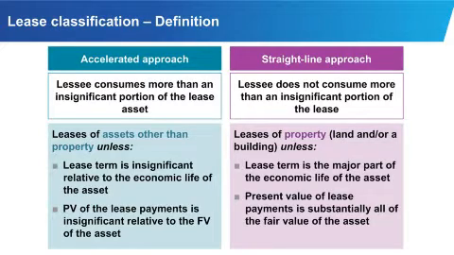For property leases, the straight line model would typically be applied, unless the lease term is the major part of the economic life of the asset, or the present value of the lease payments is substantially all of the fair value of the asset. So that's a high hurdle for property leases to be accounted for under the accelerated approach. For other assets, the accelerated approach would be applied, unless the lease term is insignificant relative to the economic life of the asset, or the present value of the lease payments is insignificant relative to the fair value of the asset. So a low hurdle, most leases of other assets would apply the accelerated model.